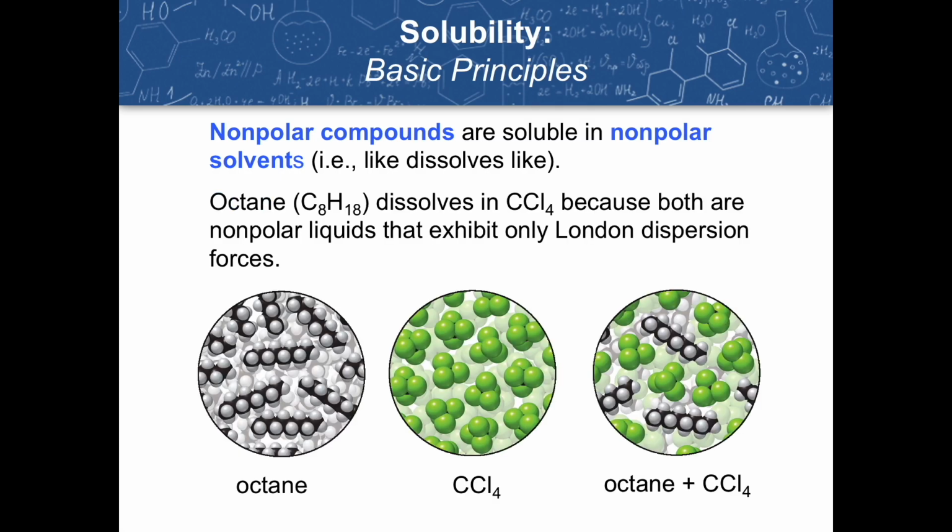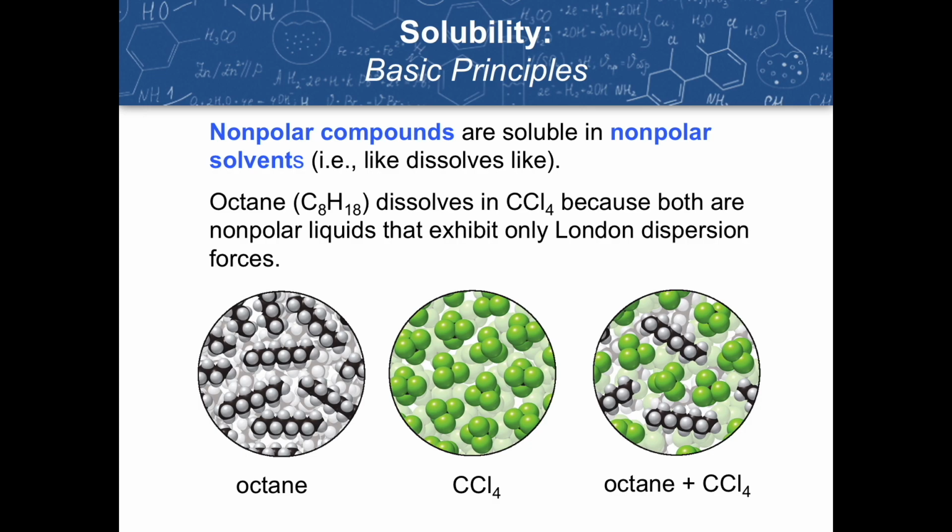Now, as a result, octane, as illustrated here, is a component of gasoline that dissolves in the nonpolar solvent carbon tetrachloride, or CCl4, as shown in this figure. Animal fat and vegetable oils, which are composed of largely nonpolar carbon-carbon bonds and carbon-hydrogen bonds, are soluble as well in carbon tetrachloride but are insoluble in polar solvents like water. These solubility properties explain why oil and water don't mix.